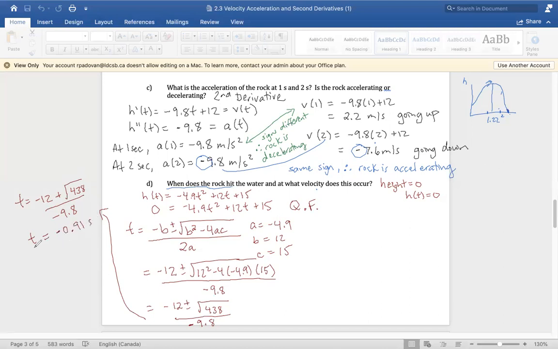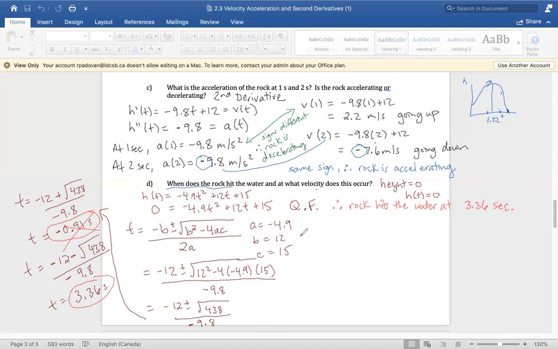So that, again, time, that'd be seconds. And my other time would be negative 12 subtract the square root of 438 all over negative 9.8. And that time I have 3.36. So obviously for time, we're looking at the two values here. I can't have a negative time, right? So that one doesn't make sense. So in my therefore statement, when does the rock hit the water? Therefore, the rock hits the water at 3.36 seconds.